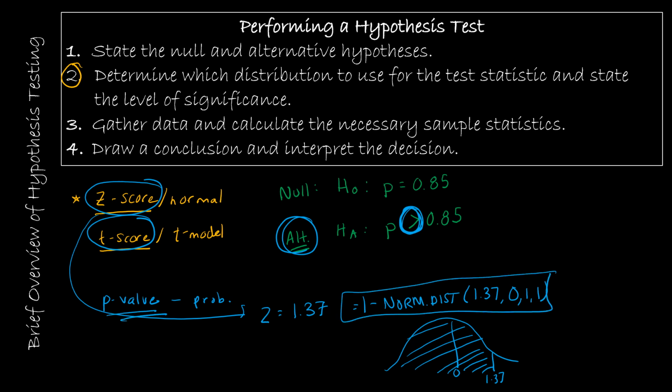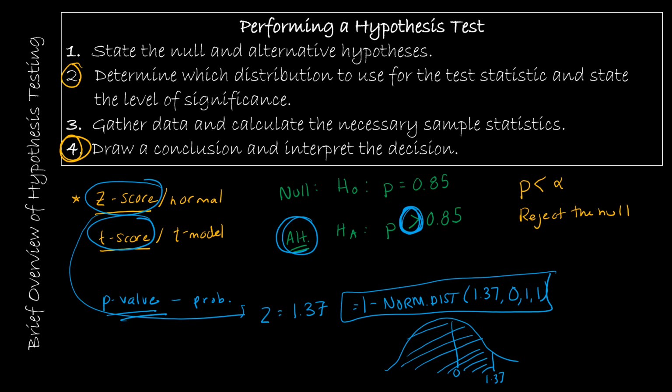And what I'm going to do then is draw a conclusion based on the p-value. So if my p-value is less than alpha, alpha being my significance level that we're very familiar with now, if p is less than alpha, I am going to reject the null hypothesis.